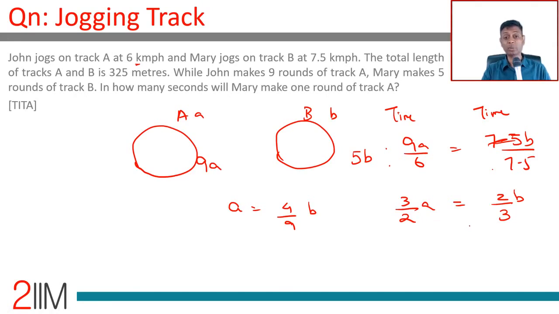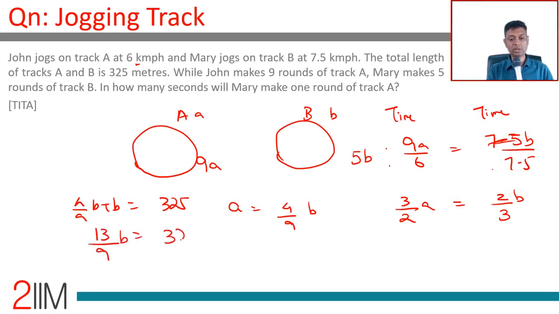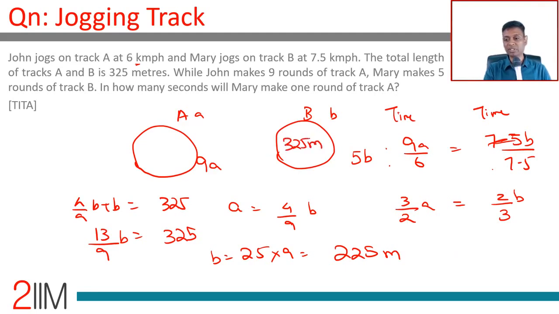The total length is 325 meters. A is 4 by 9 of B. 4 by 9B plus B is 325, or 13 by 9B is 325 meters. B is 325 into 9 by 13. This should be a multiple of 13. This is 25. B is 25 into 9, which is 225 meters. Track A is 4 by 9 of that, or 100 meters.